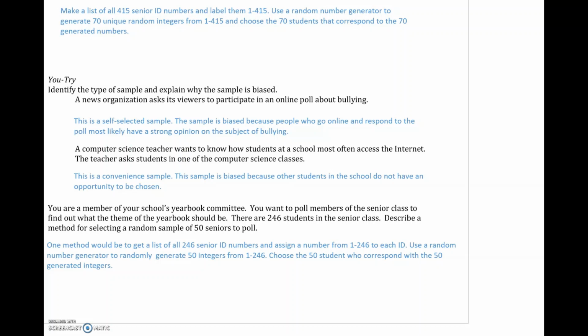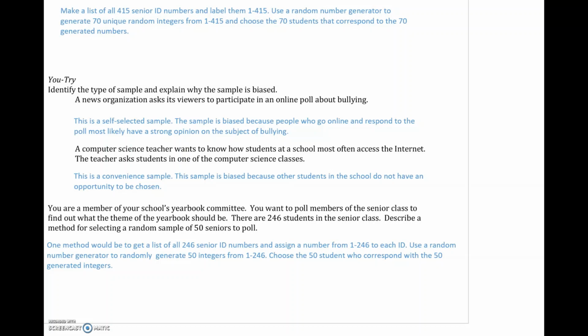Okay, and then with this convenient sample, again, it's biased because you're not letting other people have a chance, and you might even think, hey, people who are in computer science classes might access the internet really often because they're interested in developing websites or things that are online, so that could also be a potential bias, but again, you're not giving everyone a chance to answer.